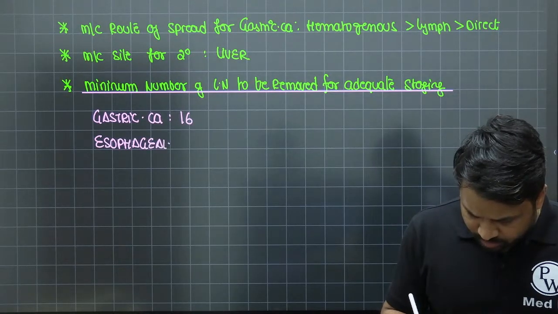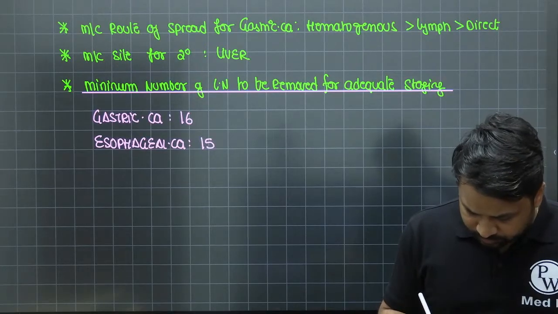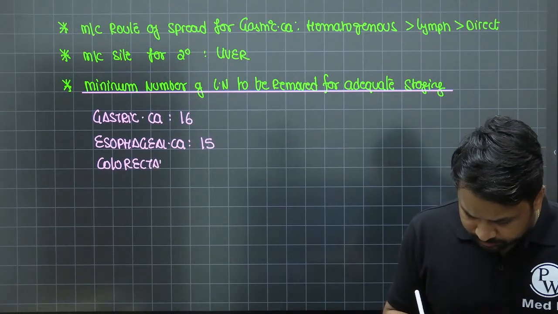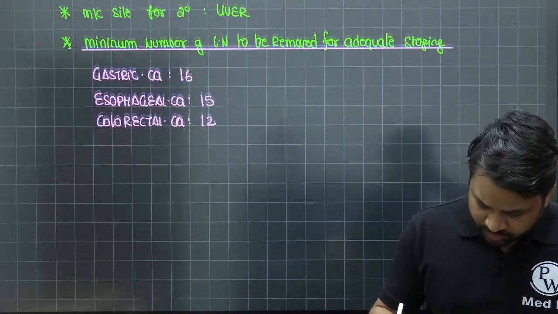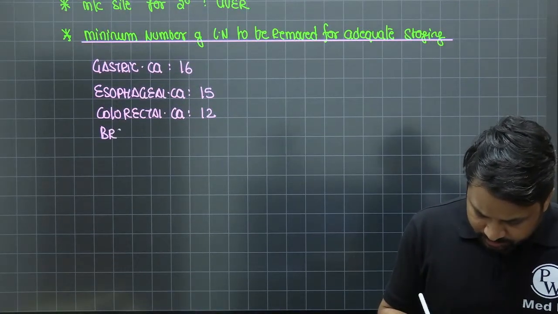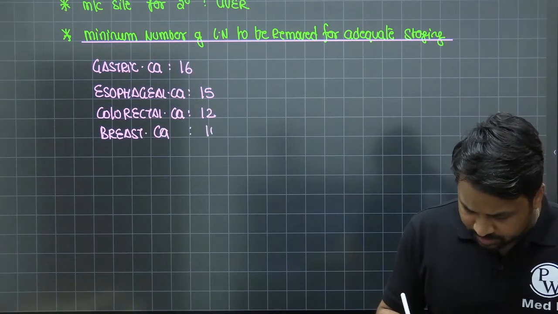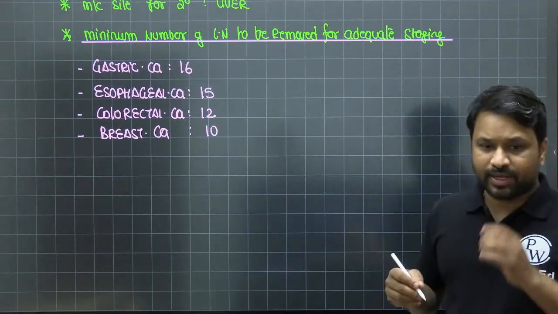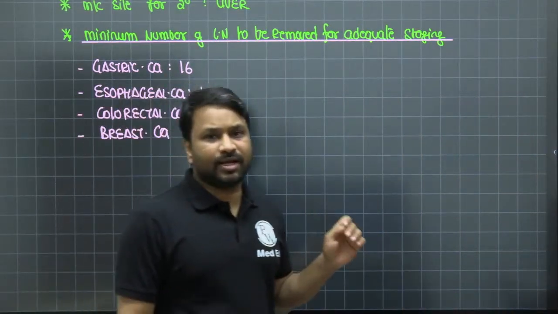For esophageal cancer, it is 15. For colorectal cancers, it is going to be 12. And for the breast cancer, it is 10. So these are the various malignancies where these are the lymph nodes that you have to remove so that you can get an adequate staging.